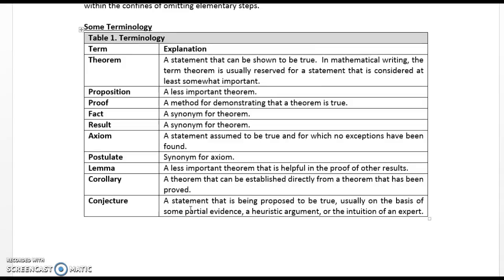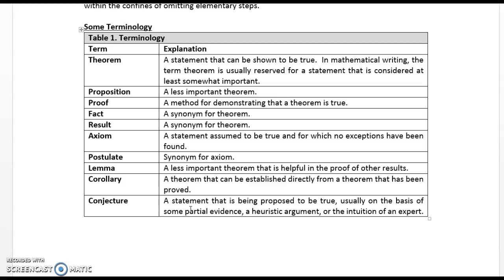Here is some terminology. A theorem is a statement that can be shown to be true. In mathematical writing, the term theorem is usually reserved for a statement that is considered at least somewhat important. Proposition, a less important theorem. Proof, a method for demonstrating that a theorem is true. Fact, a synonym for theorem. Result, a synonym for theorem.